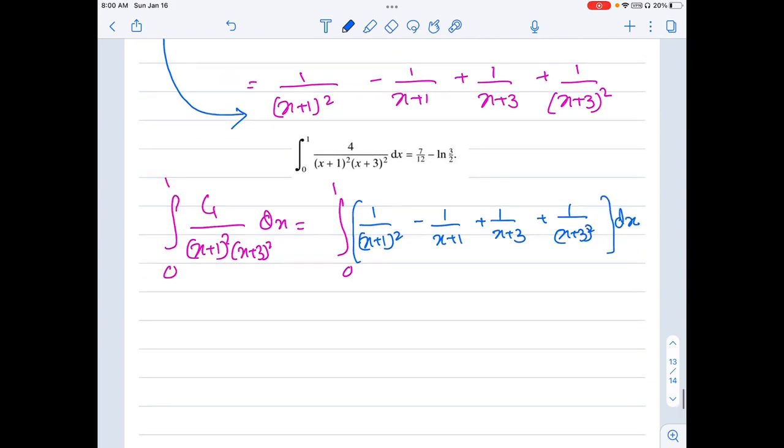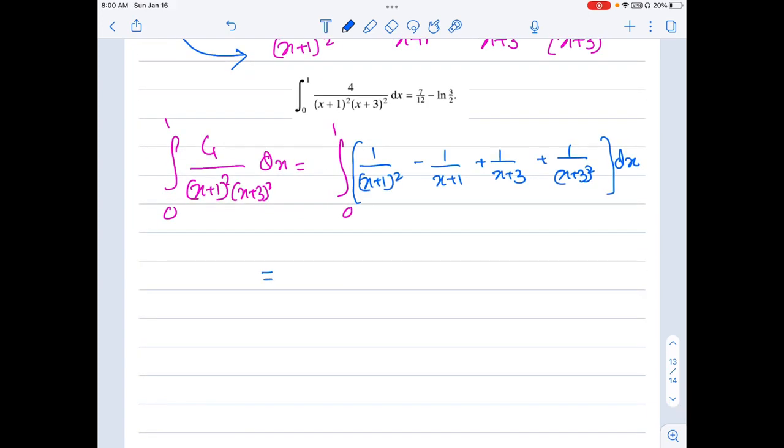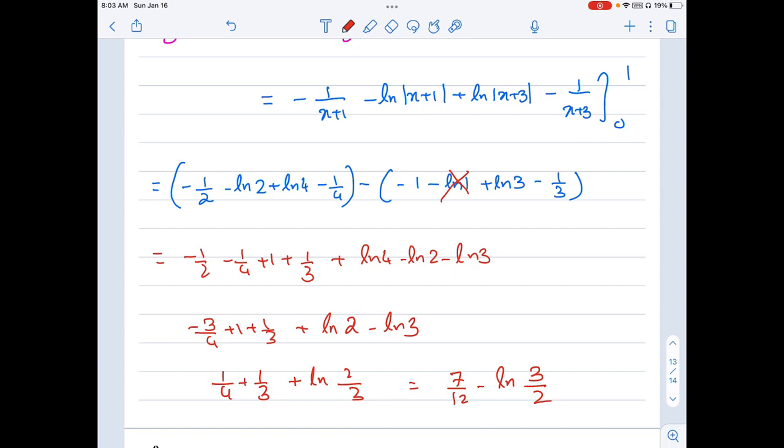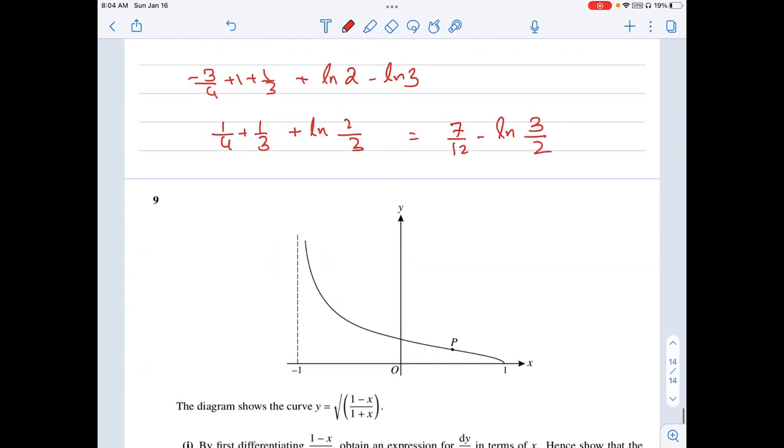dx. So 1 upon x plus 1 whole square integral is minus 1 upon x plus 1 minus ln x plus 1, then plus ln x plus 3 and minus 1 upon x plus 3 from the limits 0 to 1. So you can substitute the values and check the calculations. I have done it out to save the time. So answer is going to be 7 upon 12 minus ln 3 upon 2. Substitute the upper limit and lower limit and you can check the calculations over here. You should be getting the answer. That is question number 8.